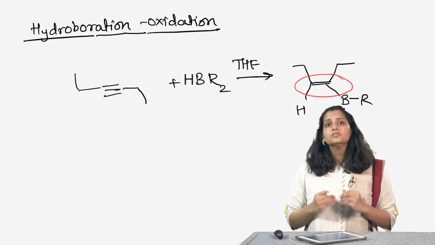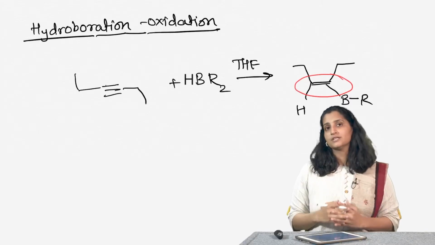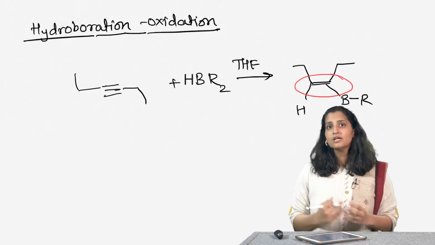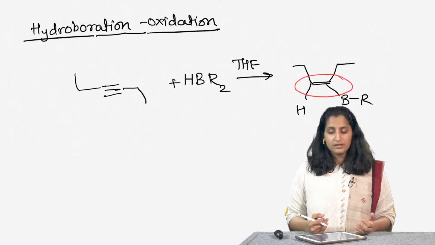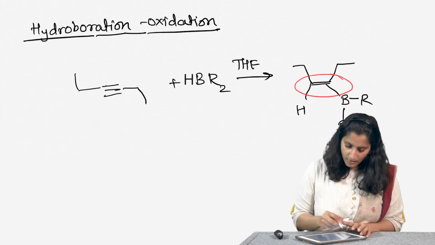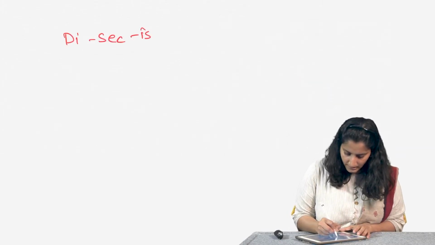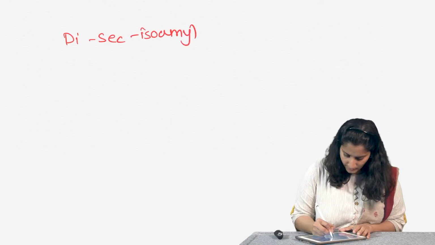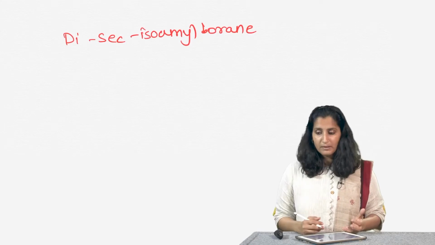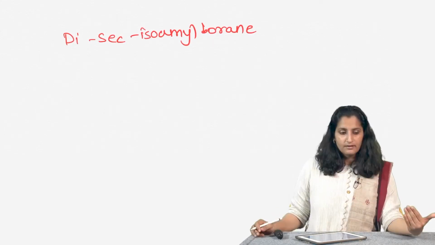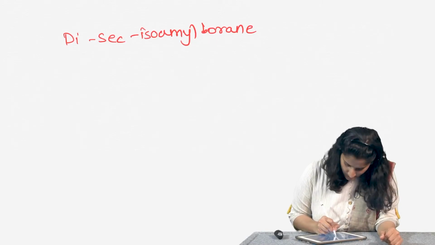So, very commonly for terminal alkynes, it is difficult to stop the reaction after the first addition. In order to stop the reaction after the first addition, we typically use a different derivative of borane to react with terminal alkynes, and this particular derivative is called disiamylborane, or Sia2BH. The structure is like this.